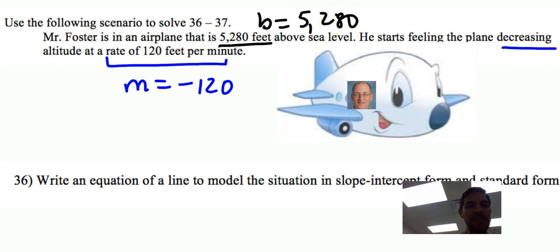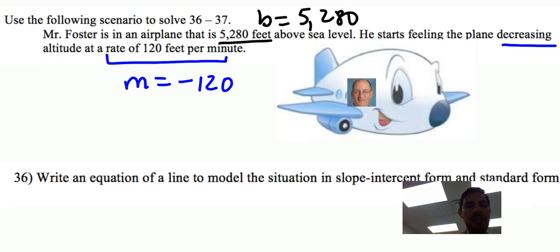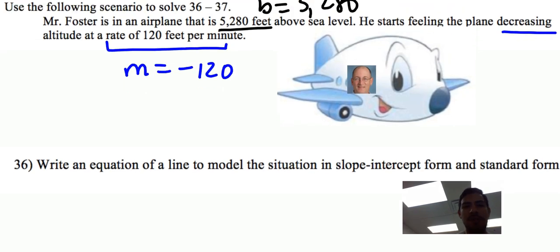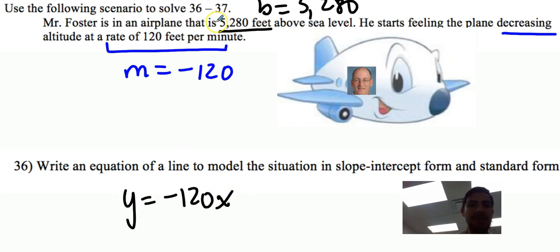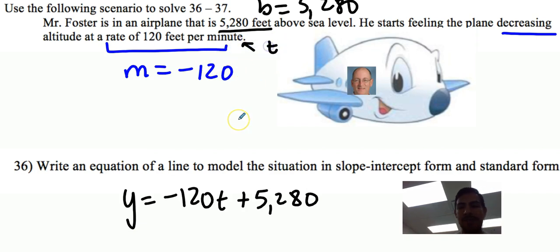So to write an equation of a line in slope-intercept form, what I'm going to do is use these two values. Y is equal to negative 120 x. Let's do t because we're talking about time. X would be fine, but t is a little bit better because we're talking about time. So negative 120t plus 5,280. And we'll say that, again, per minute, we'll say we have t here.